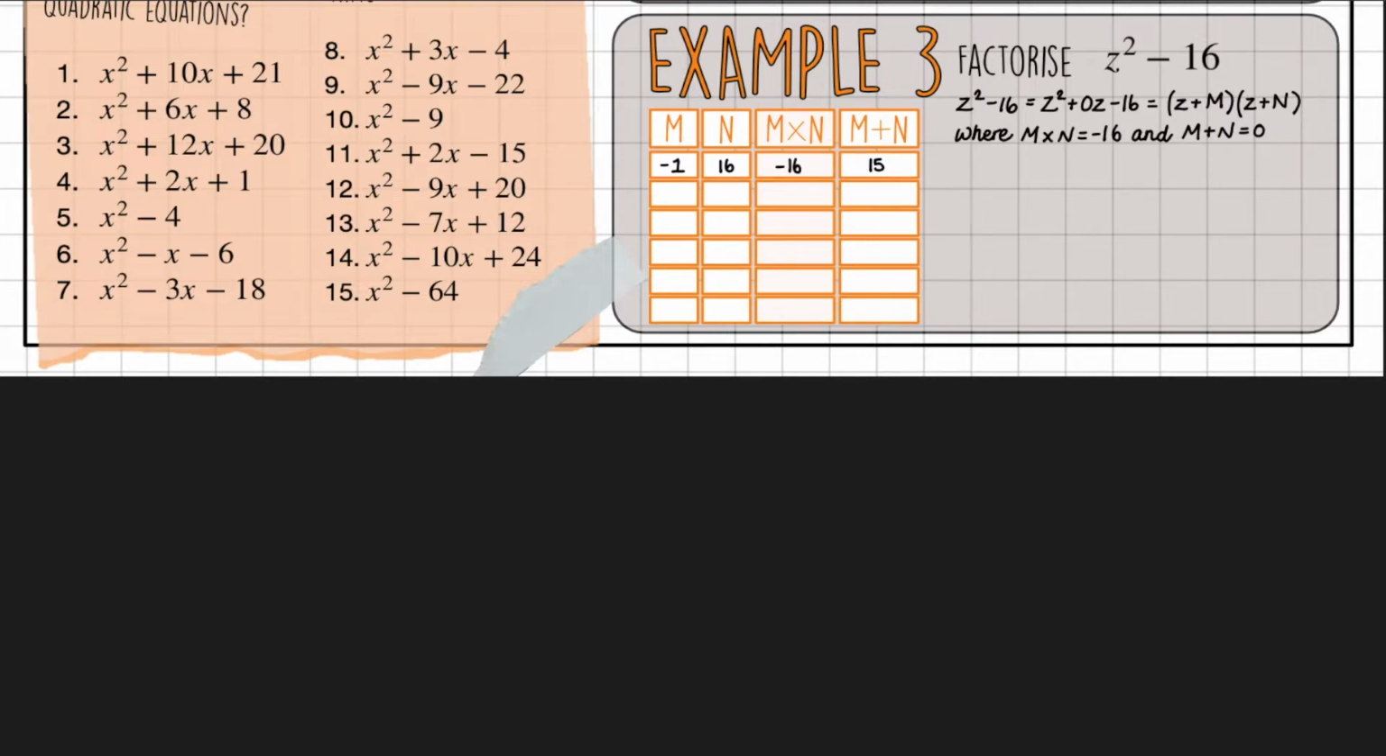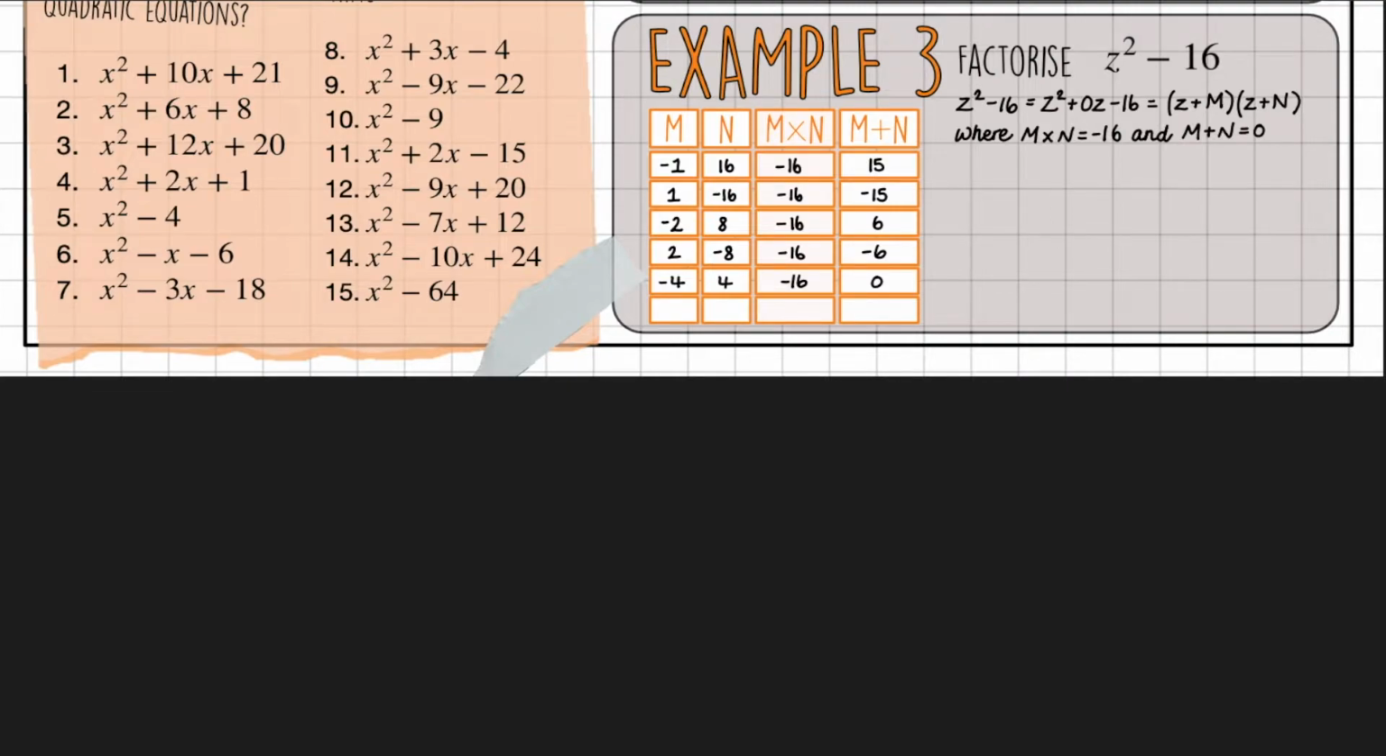Scenario 1, we have minus 1 and 16. It satisfies the multiplication rule, but not the addition rule. Scenario 2, 1 and minus 16. Same again. This scenario doesn't work. Third scenario, minus 2 and 8. It satisfies our multiplication rule, but not our addition rule. Scenario 4, 2 and minus 8. Gives minus 16, but the addition rule isn't satisfied.